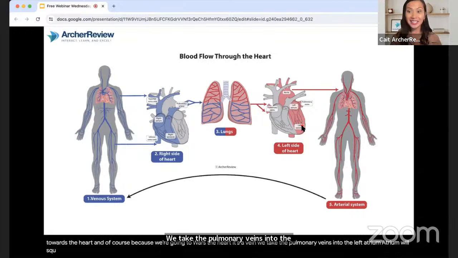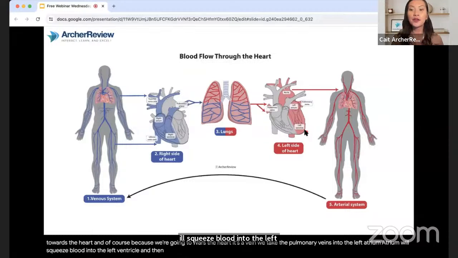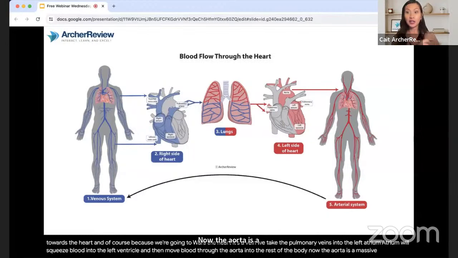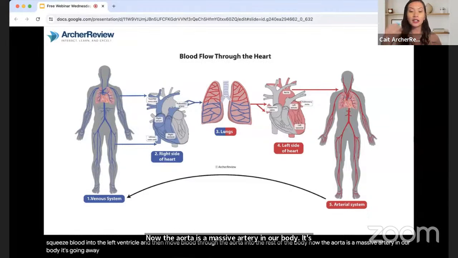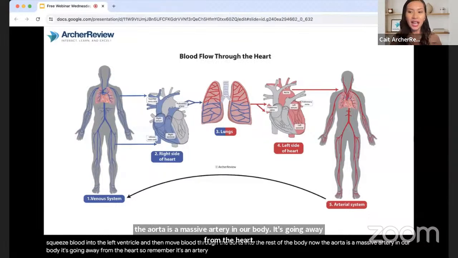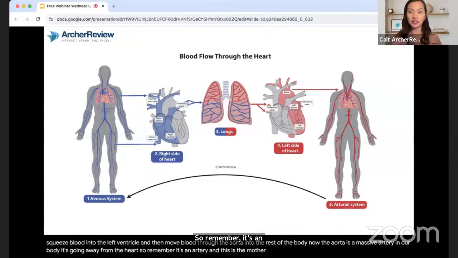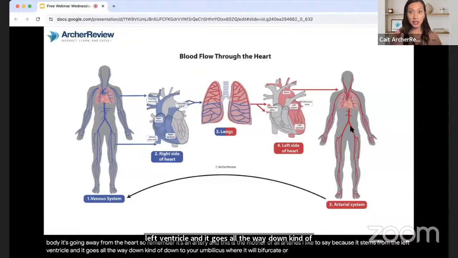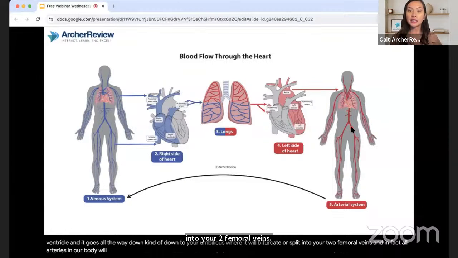The atrium will squeeze blood into the left ventricle and then move blood through the aorta into the rest of the body. Now, the aorta is a massive artery in our body. It's going away from the heart. So remember, it's an artery. And this is the mother of all arteries, I like to say, because it stems from the left ventricle and it goes all the way down, kind of down to your umbilicus, where it will bifurcate or split into your two femoral veins. And in fact, all arteries in our body will stem from this major blood vessel, the aorta.